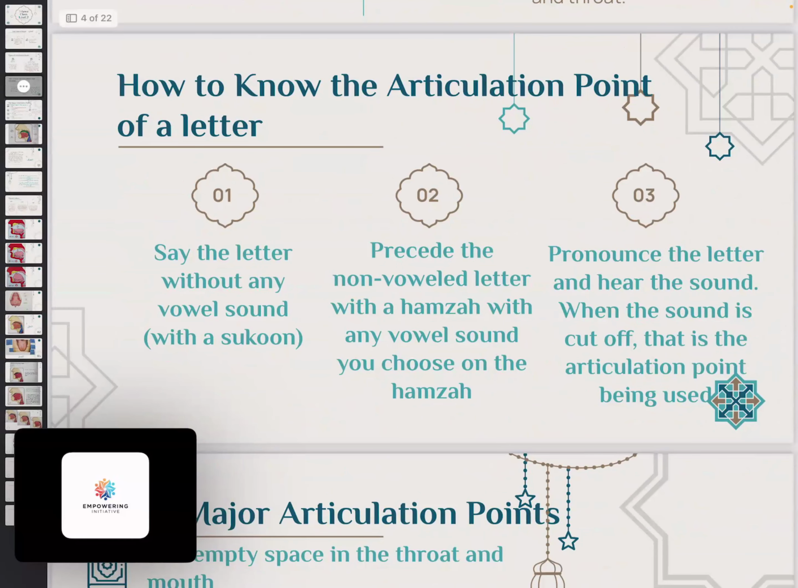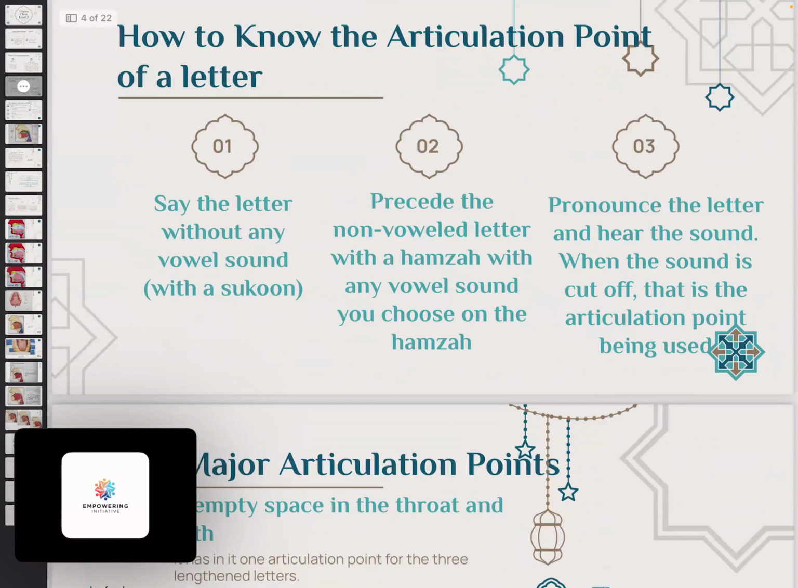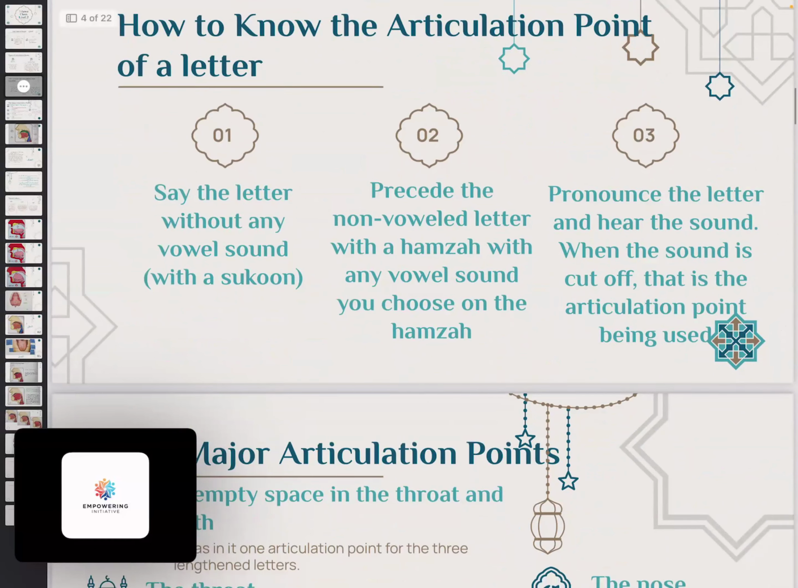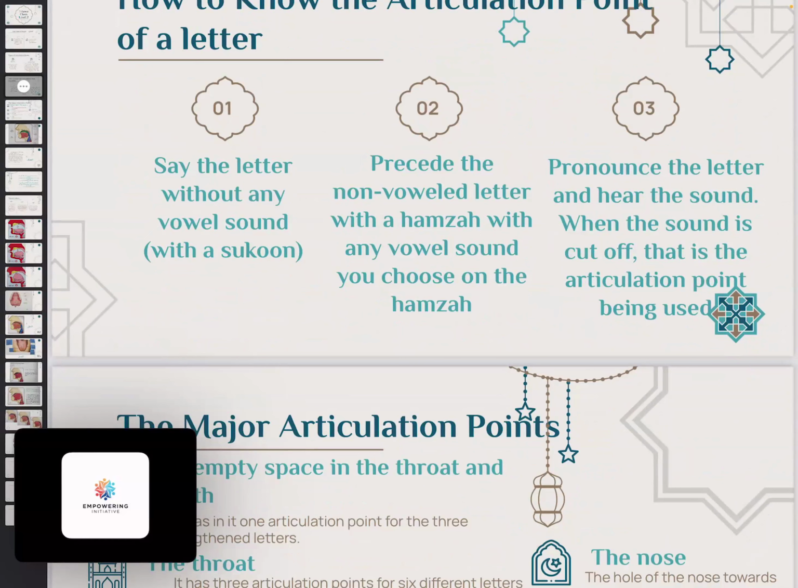So how do we know the articulation point of a letter? The first way we can do that is by saying the letter without any vowel sound, so with a sukun. Let's say we say the letter qaf, qaf, qaf. You can tell that it comes from the throat, right? From the halq area. Qaf, qaf.